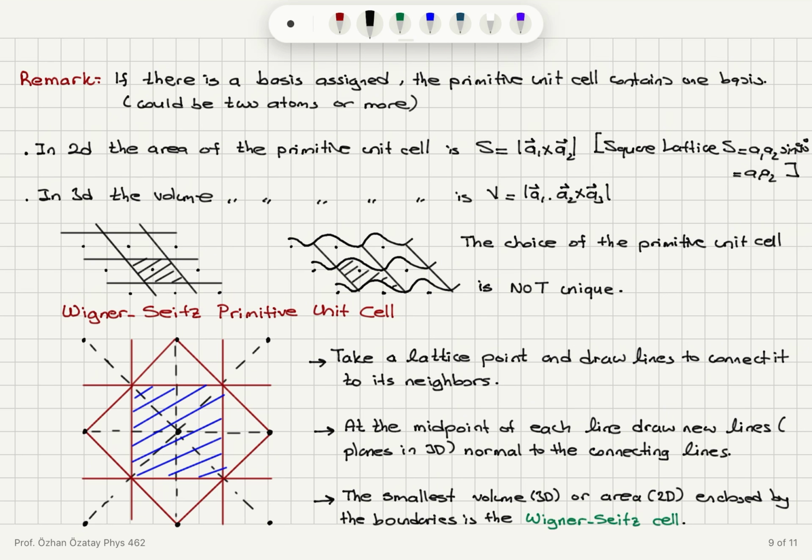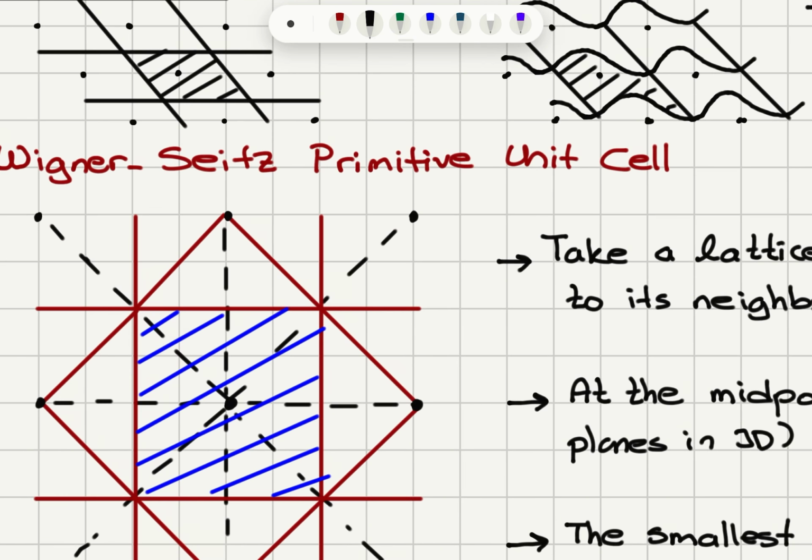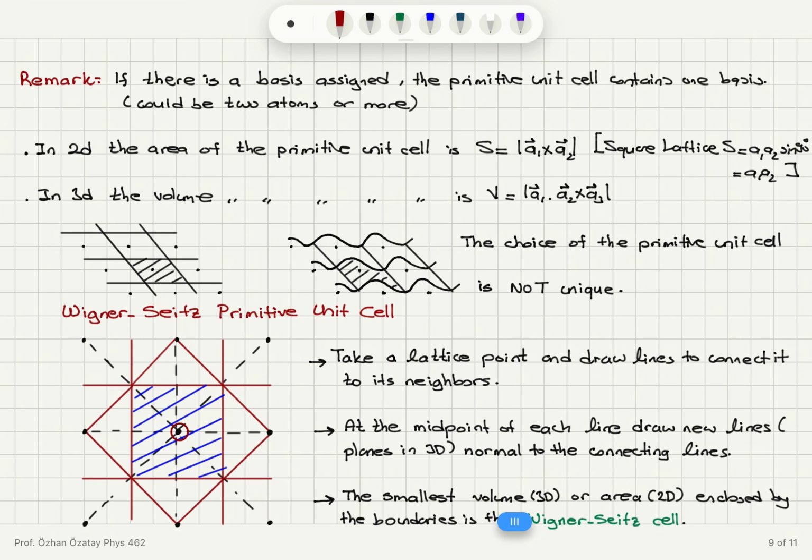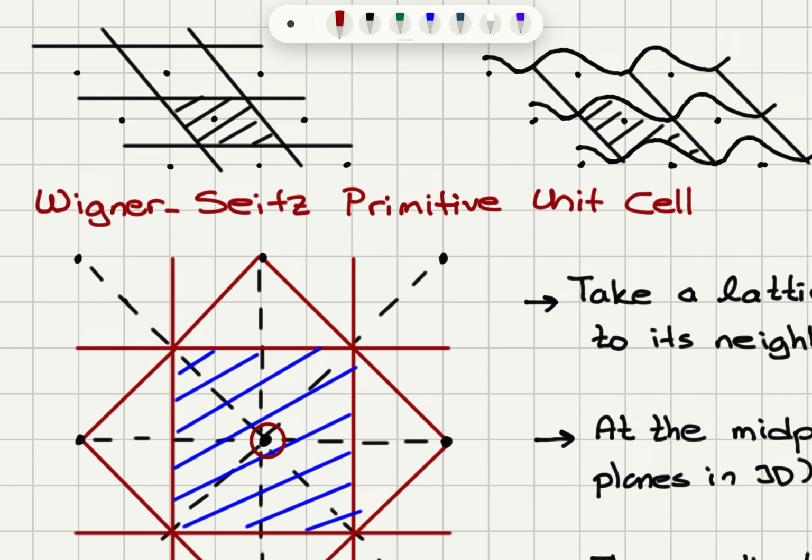It's called the Wigner-Seitz primitive unit cell. And the procedure is as follows. We take a lattice point and draw lines to connect it to its neighbors. So here I have chosen this lattice point at the center, and I have connected it to its nearest neighbors. You can see those dashed lines here connecting it to its neighbors. And then at the midpoint of each line, draw new lines, or planes in 3 dimensions, normal to the connecting lines or connecting planes.